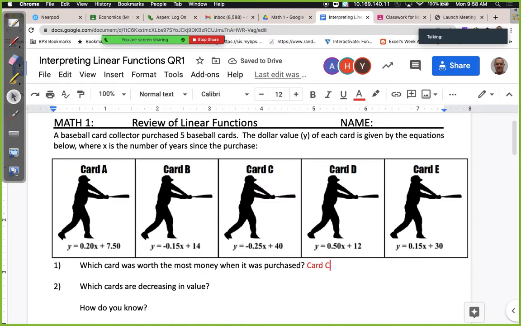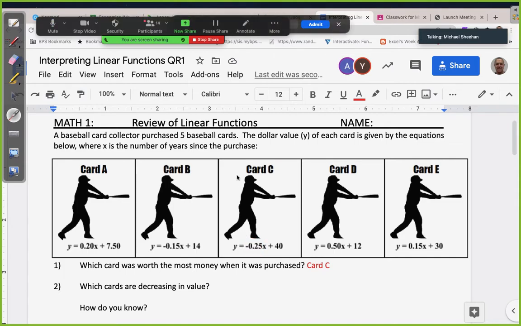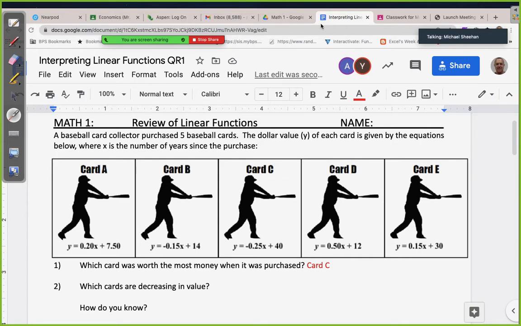Now, the slope tells me how fast the value is increasing or decreasing. This value is going up 20 cents every year. This one's going down 15 cents every year. This one's going down 25 cents every year. This one is going up 50 cents every year. This one's going up 15 cents every year. So the two with the negative slope, card B and card C, decreasing means going down.